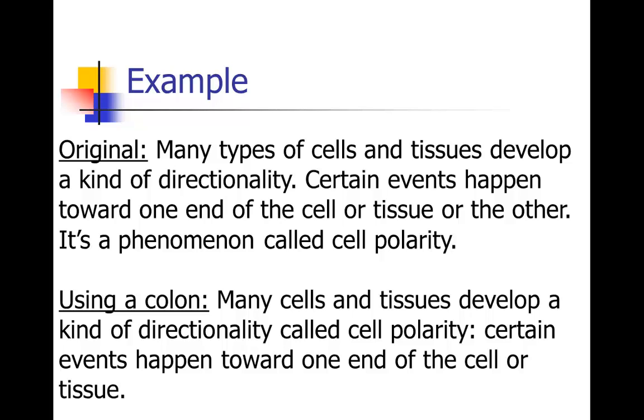You can see that I actually didn't change a heck of a lot from the original other than to kind of pull everything together, and in doing so I was able to drop a few words. So it says many cells and tissues develop a kind of directionality called cell polarity, colon, I'm setting up the definition, certain events happen toward one end of the cell or tissue. So there's probably even more we could edit out of that sentence, but you can see that I pulled everything together into a single sentence.